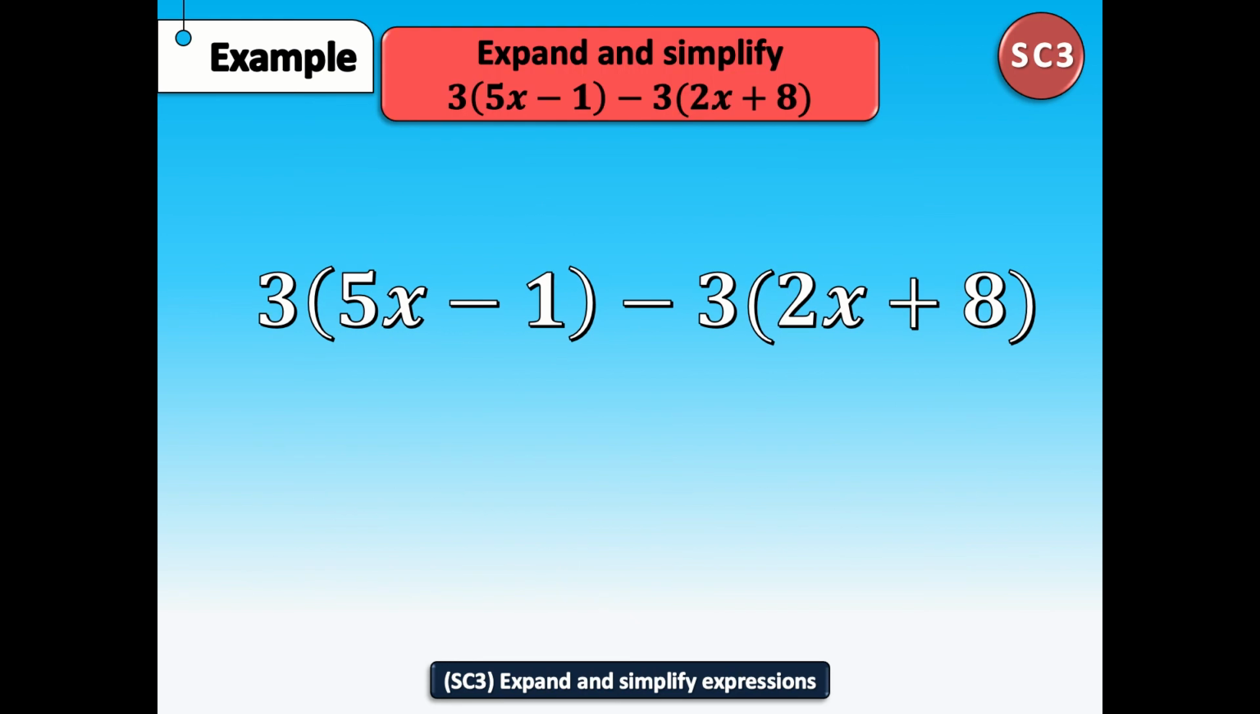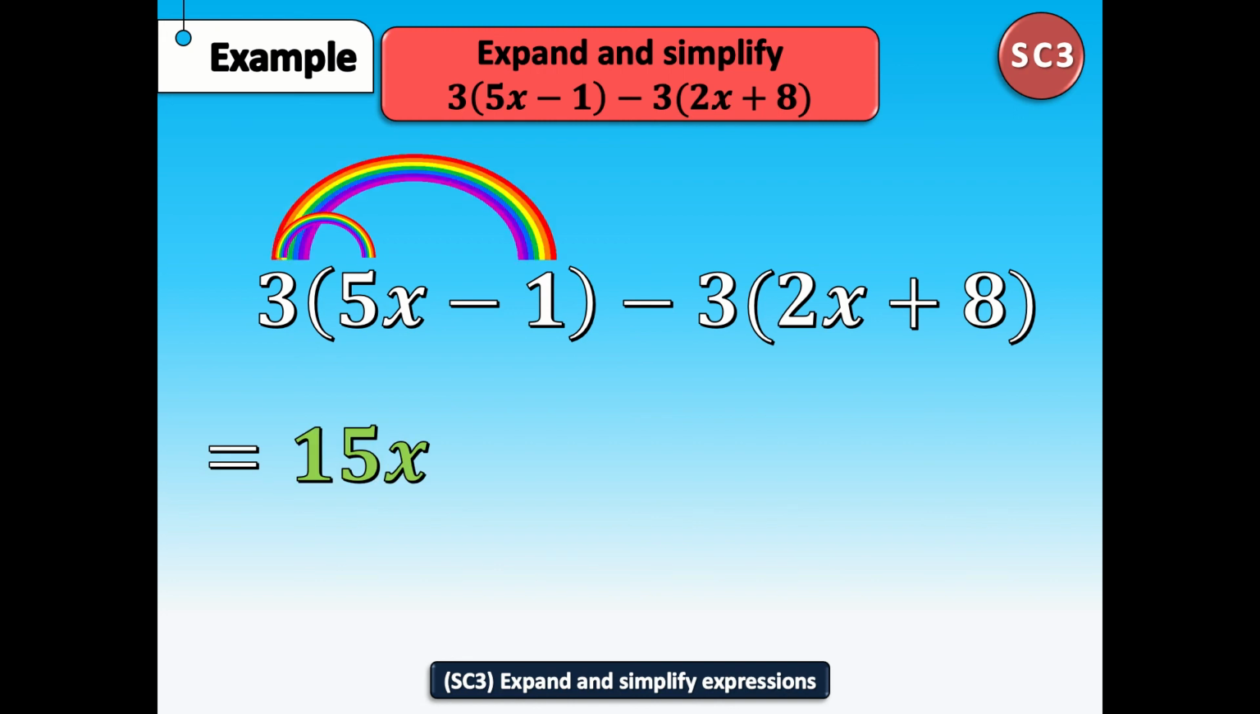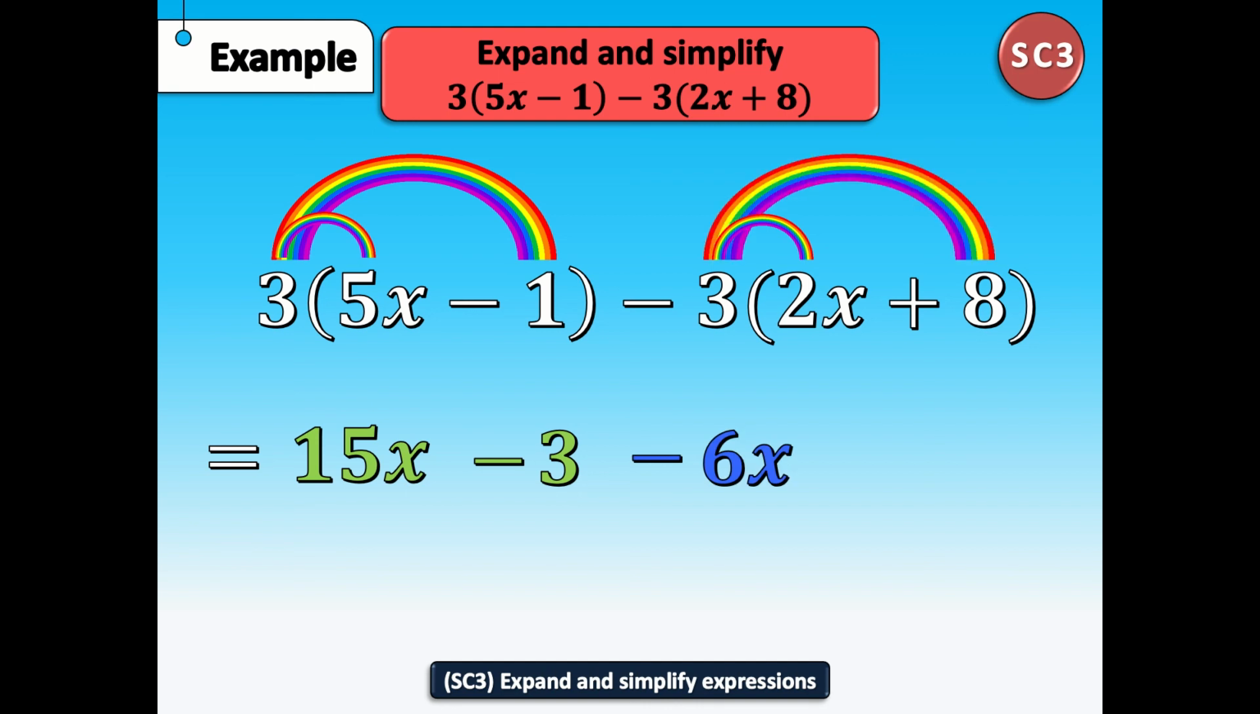Again, in this question, we expand the first bracket. 3 times 5x is 15x, and 3 times minus 1 is minus 3. Then this number in the middle is minus 3, so we need to do minus 3 times 2x, which is minus 6x. Then we do minus 3 again times 8, which is minus 24.